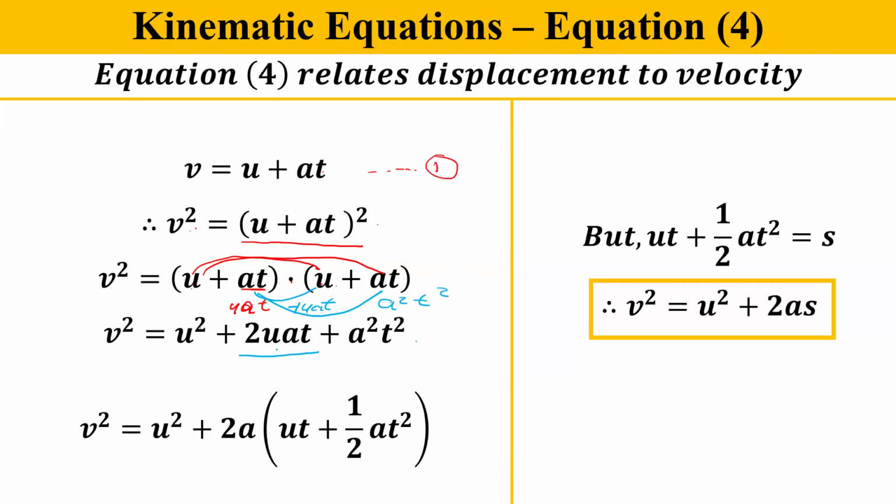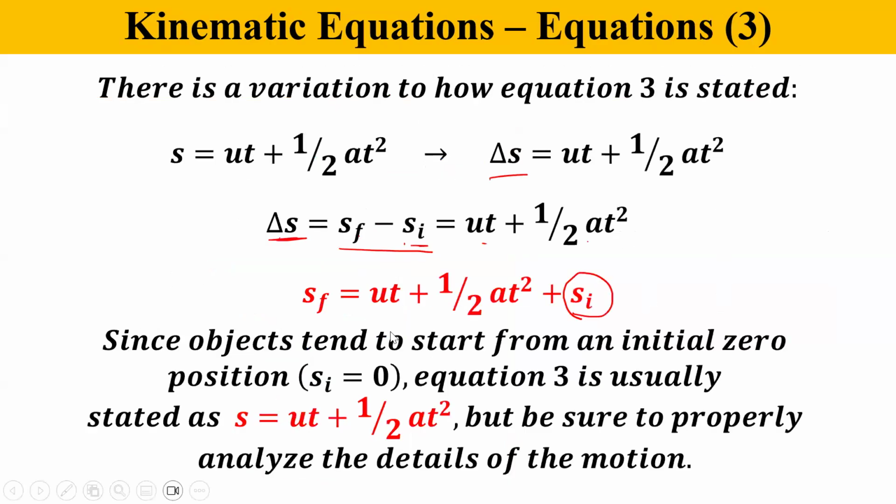Now that can further be simplified. If you look at the last section here, we can factor out a 2A out of this. So you take out a 2A, you get UT, and when you divide the 2A out of the last term, you're going to get half AT squared. Does this look familiar? Didn't we have an expression a while ago that looks similar to that? Equation 3. Isn't this looking similar to it?